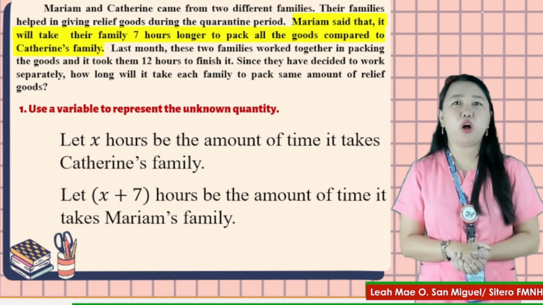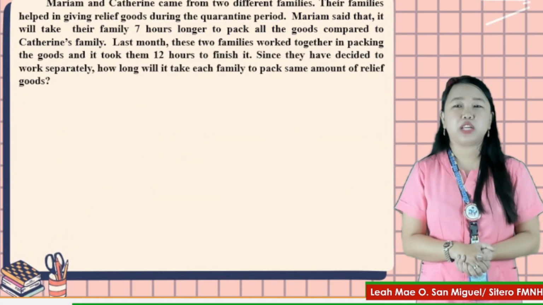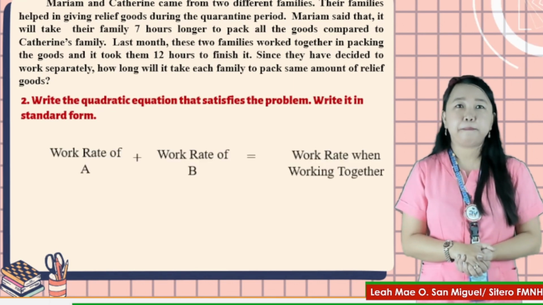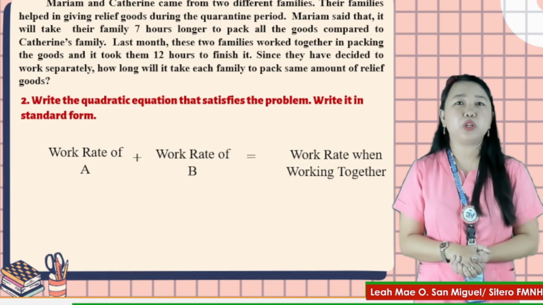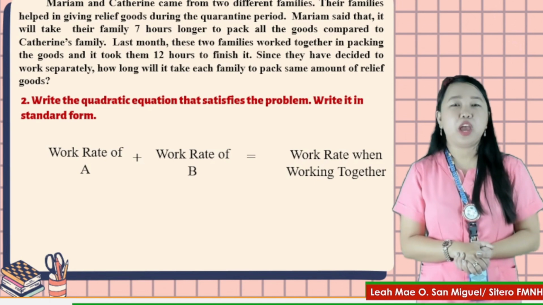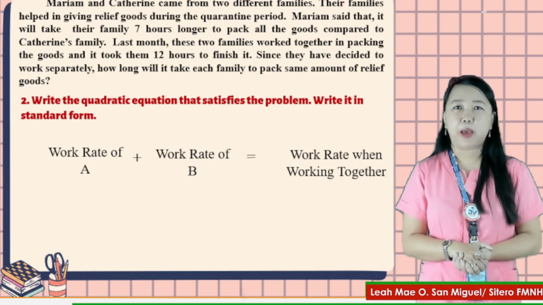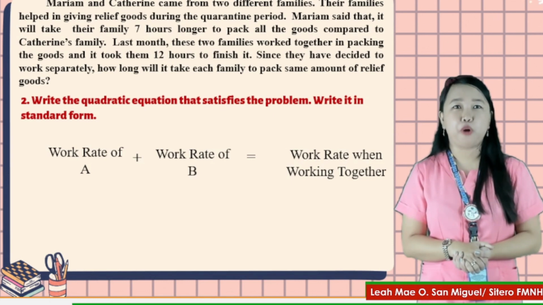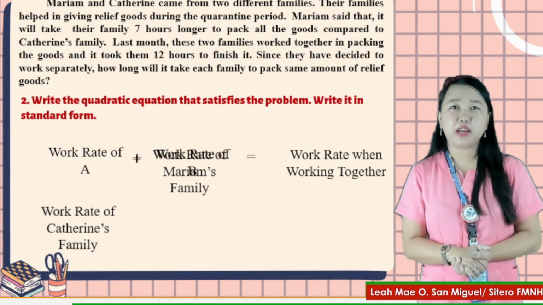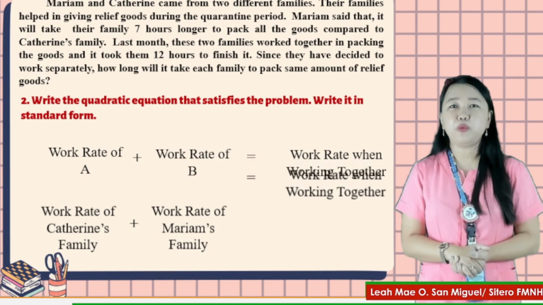For problems involving rate of work, we have to use this formula to write an equation that will satisfy the problem. Work rate of A plus work rate of B is equal to work rate when working together. In the problem, we have two families involved, Catherine's family and Mariam's family. To be specific, the formula will be work rate of Catherine's family plus work rate of Mariam's family is equal to work rate when working together.